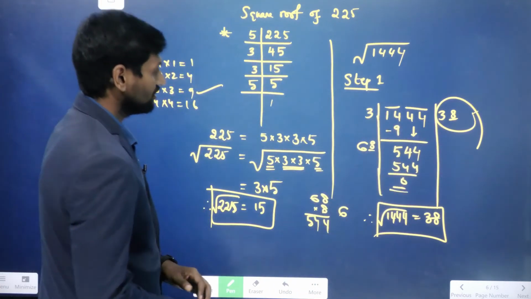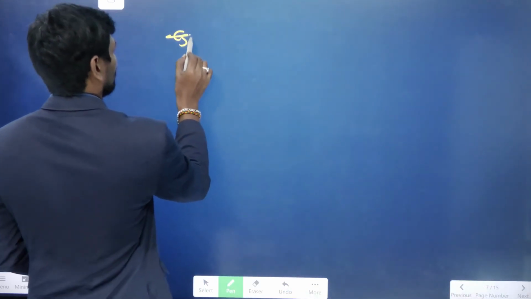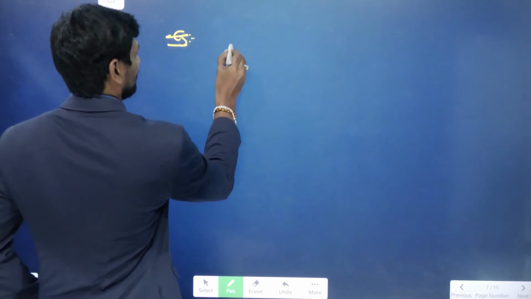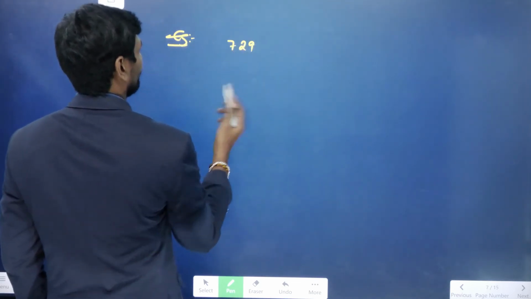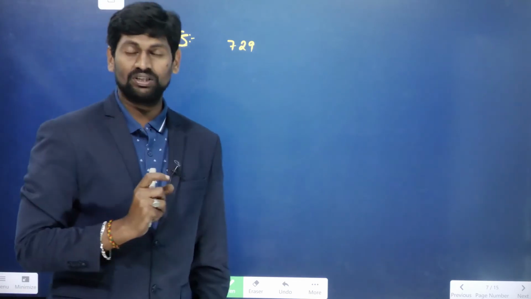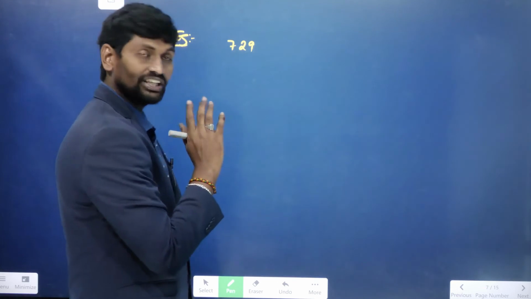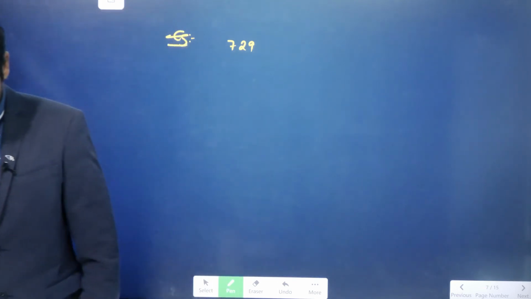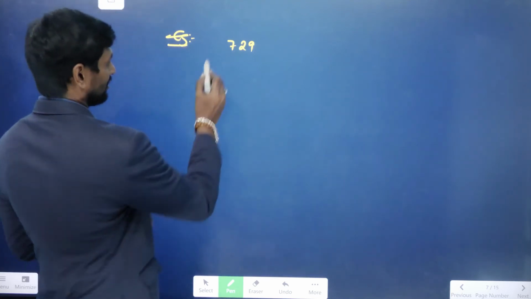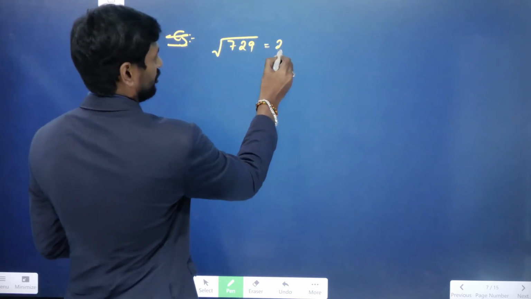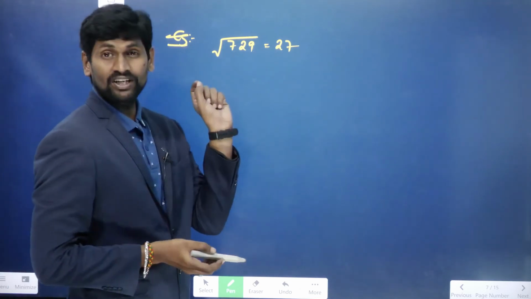Okay? So just try to do this problem. Try 729, in both methods, the prime factorization method and the division method. Try to solve it right now and tell me. I'll give you 1 minute. So what is the square root of 729? 27, am I right? You identify it by using the prime factor method.